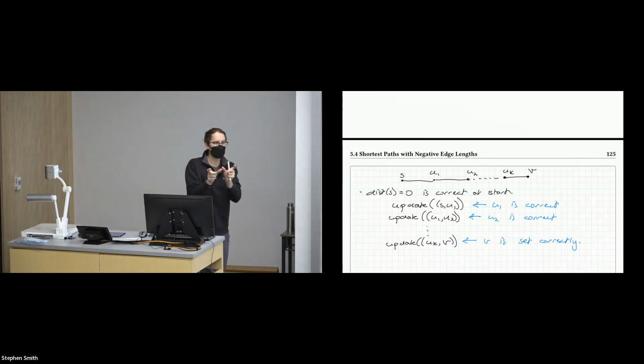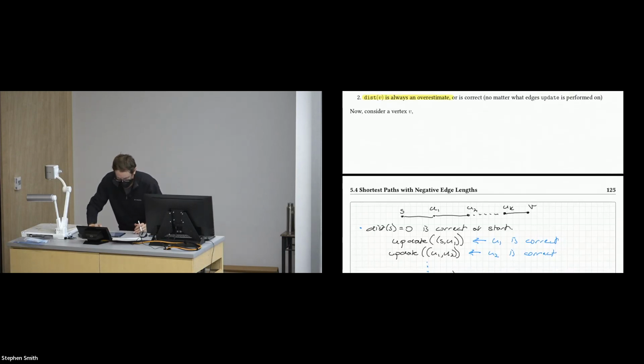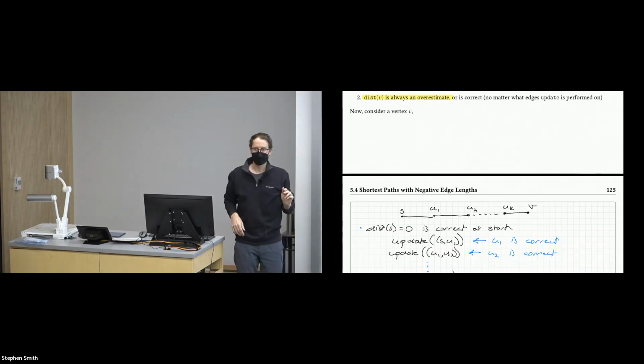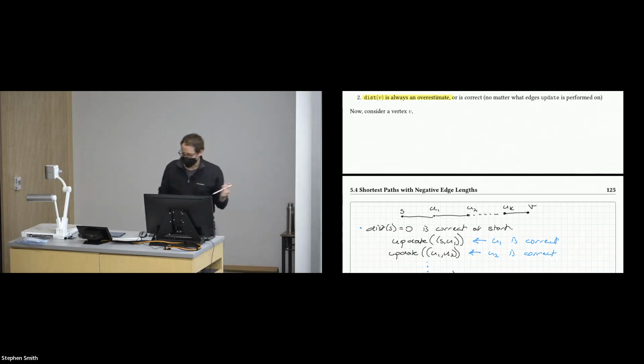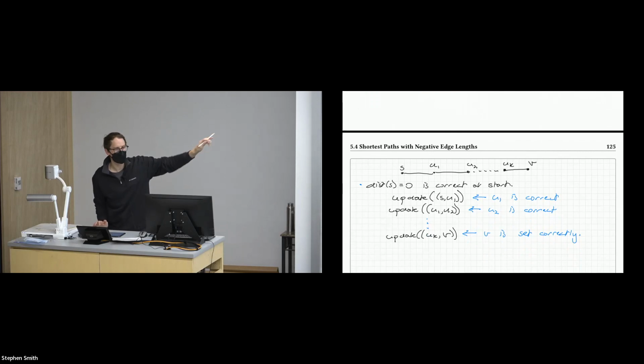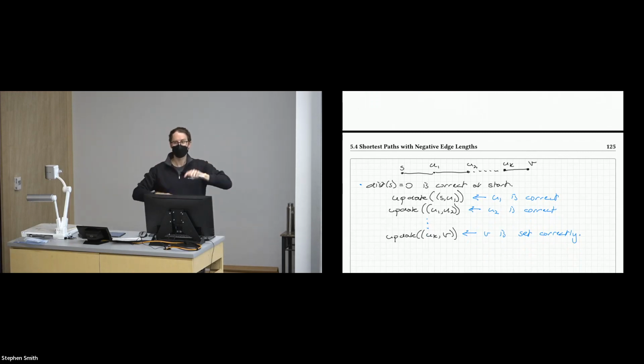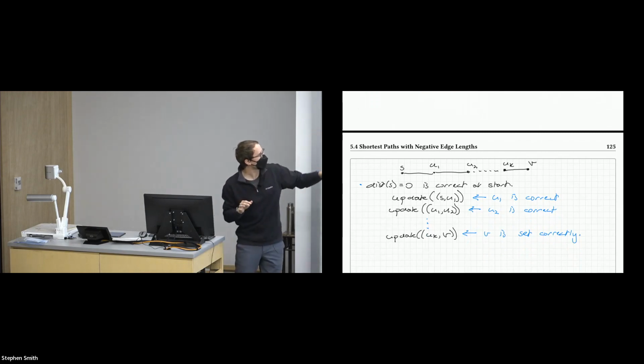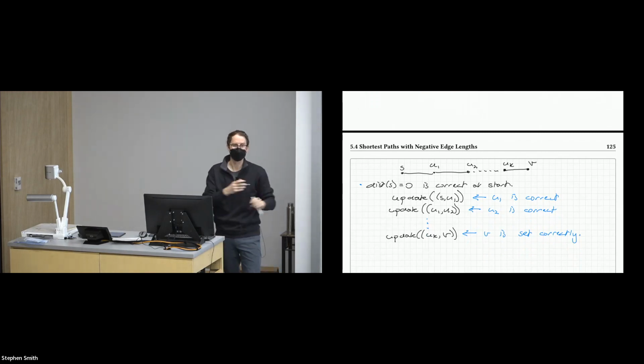And I don't need them to occur one right after another because, let me just scroll up a tiny bit, by property 2, dist is always an overestimate no matter what edge updates are performed. So as an example, I could do update SU1, then do 10 other updates on other edges in the graph, then later do U1, U2, then a bunch of others, then do U2, U3, and then a bunch of others, and so on. As long as I get that sequence, dist V will be set correctly.